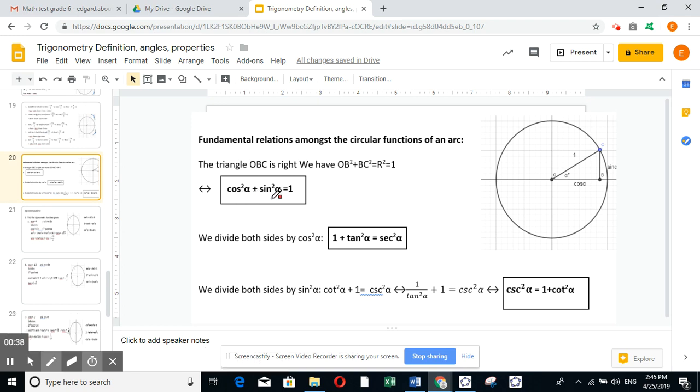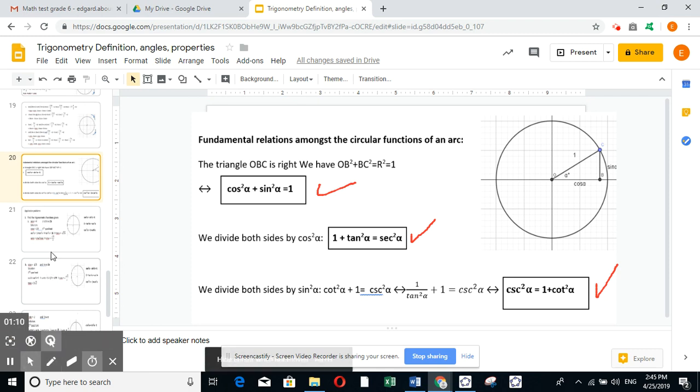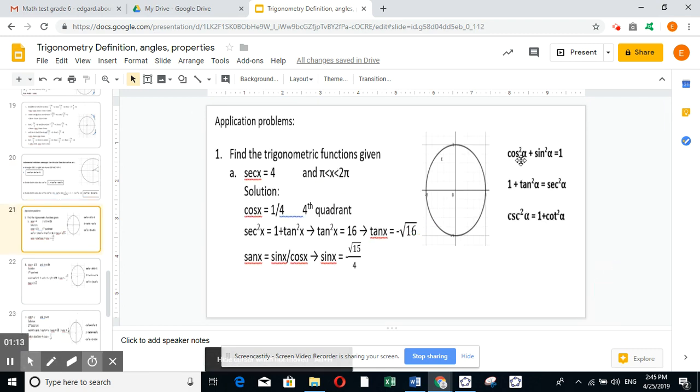Cosine square alpha plus sine square alpha equals 1. Now if you divide this by cosine square alpha, cosine square over cosine square alpha is 1. Sine over cosine is tangent, but since it's a square, tangent square alpha. 1 over cosine is secant, but because I'm dividing by cosine square, it will be secant square alpha. And if you divide by sine square, you're going to get cosecant square equals 1 plus cotangent square alpha. So we need to memorize these three basic formulas, so I have put them here.